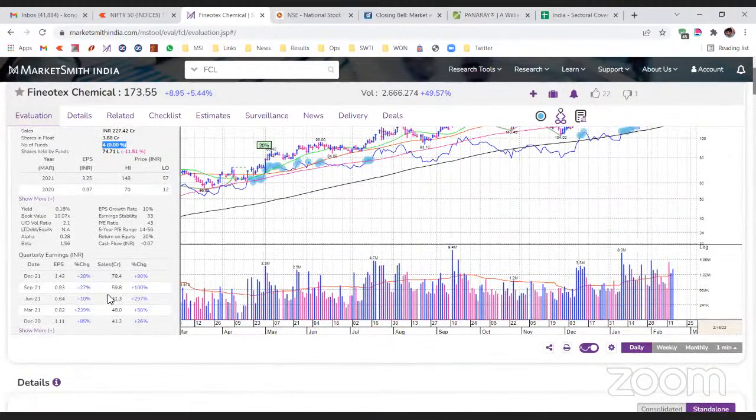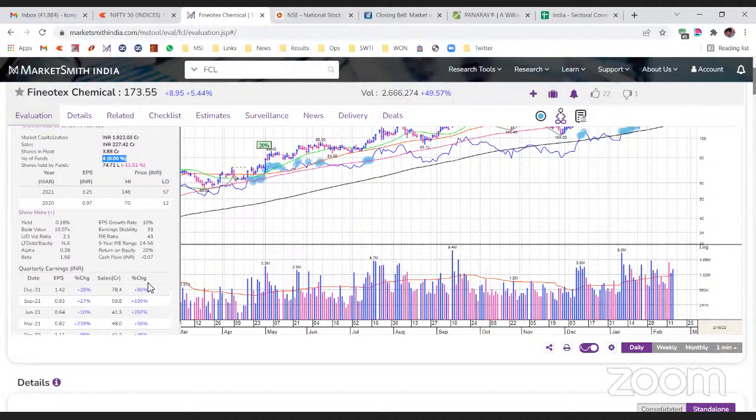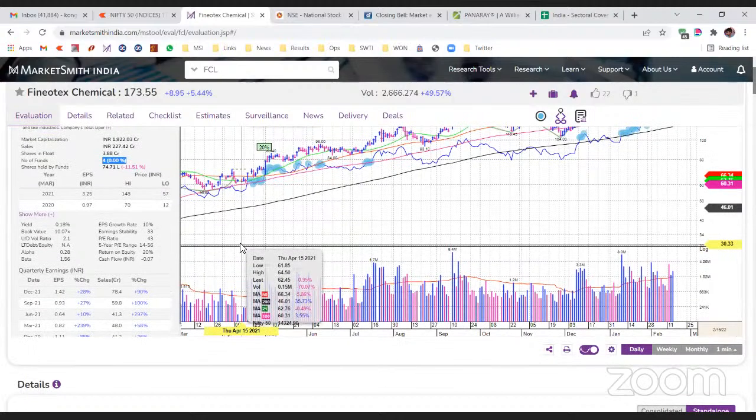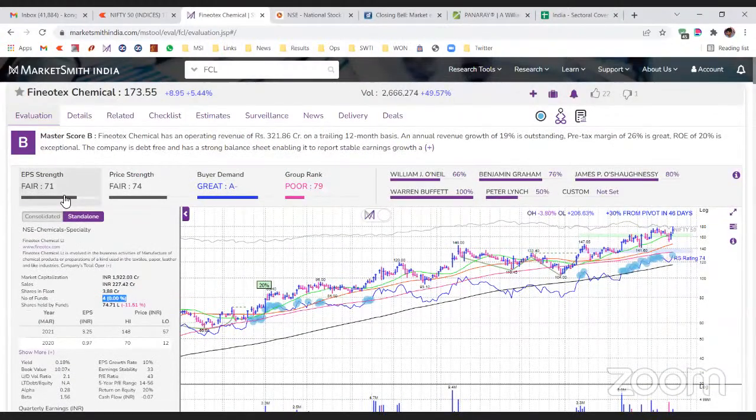It has reported a very good set of numbers. Hence, its EPS is at 71, which is fair enough for a company on the earnings front. Its price strength is also at 74, which is okay-ish. But the only problem is that we would like the institutional funds to be more than 10 or 15, because institutions have more knowledge about a particular company than retail investors.